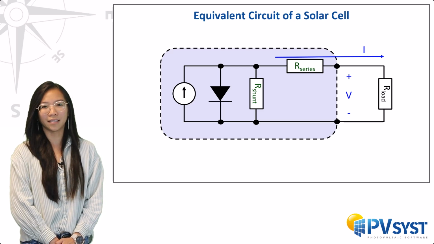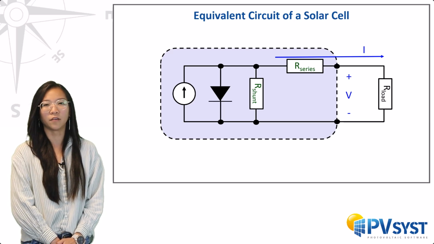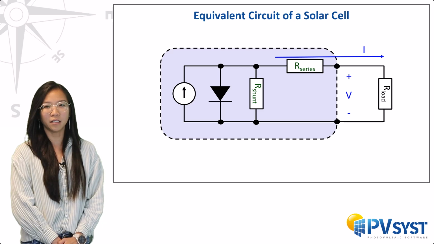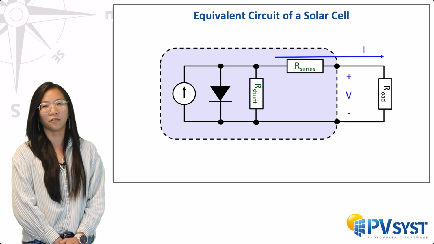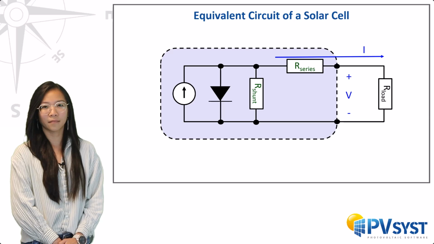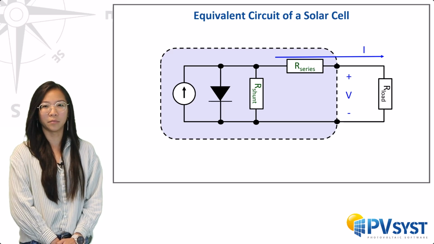This may be represented by this equivalent circuit of a PV cell. We will present the equation corresponding to this model and give interpretations of the parameters of this equation. In the next presentation, we will see how to determine the parameters for any PV module.